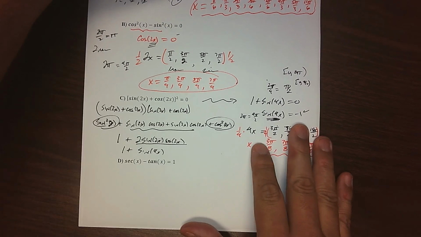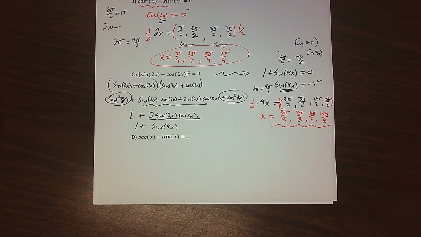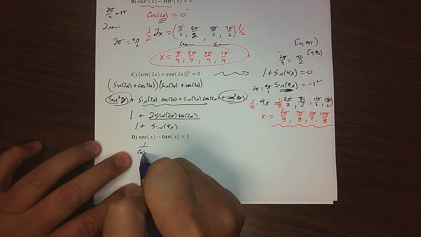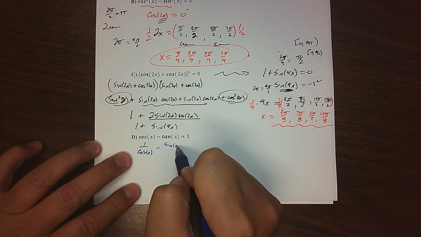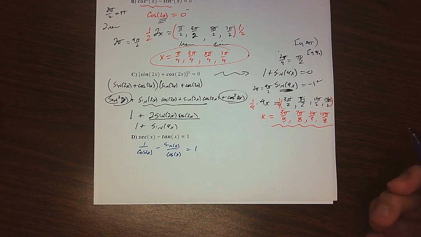So for the next one, again, this looks a little tough. At the beginning, I don't see any double angles, any triple angles, or anything crazy like that. So how about we rewrite this? Secant is 1 over cosine, right? And tangent is sine x over cosine, right? And this is all over 1. So let's see what happens here.